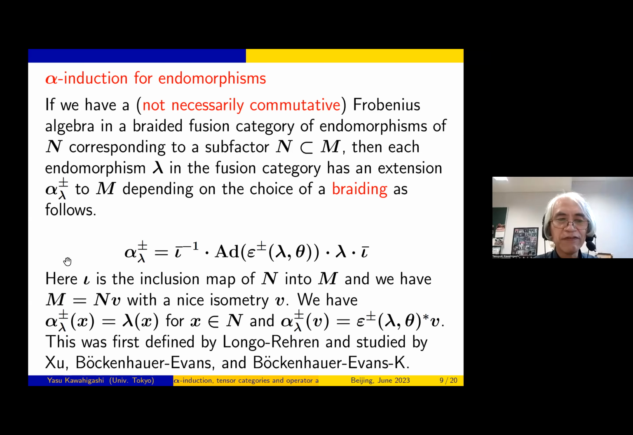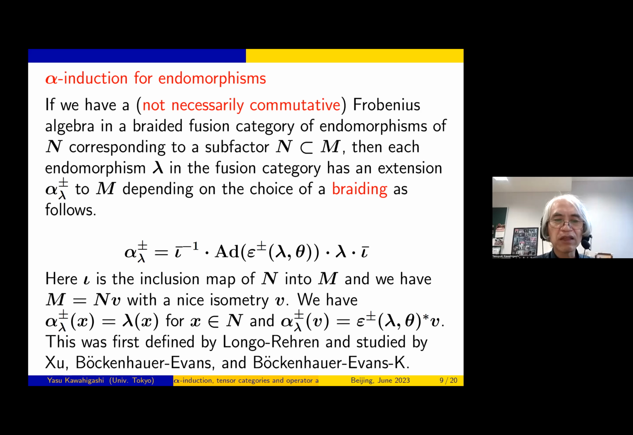More specifically, this alpha lambda is the same as the original endomorphism lambda for X in the small algebra. So this is really an extension. The large algebra is generated by the small algebra and a single element, an isometry V. So in order to extend this endomorphism, it's enough to specify the image of this new element V. It's explicitly written in this way: the image of this isometry is given by a braiding unitary and this original isometry V.